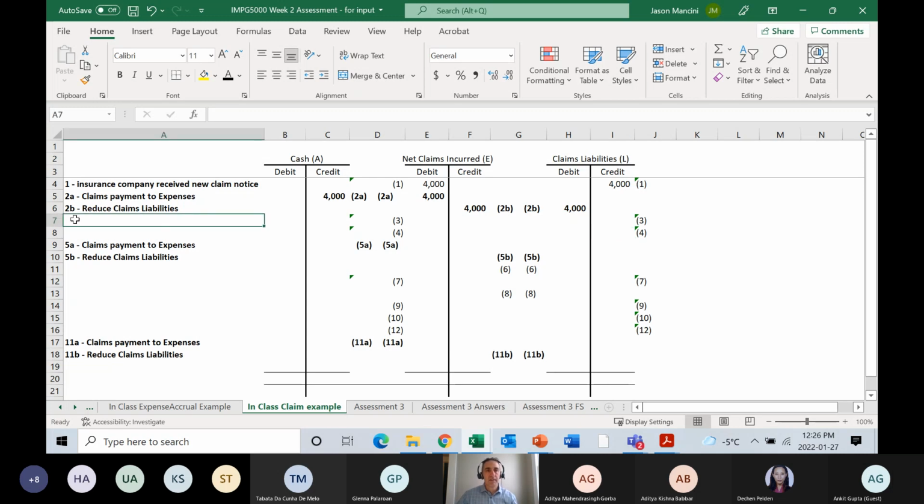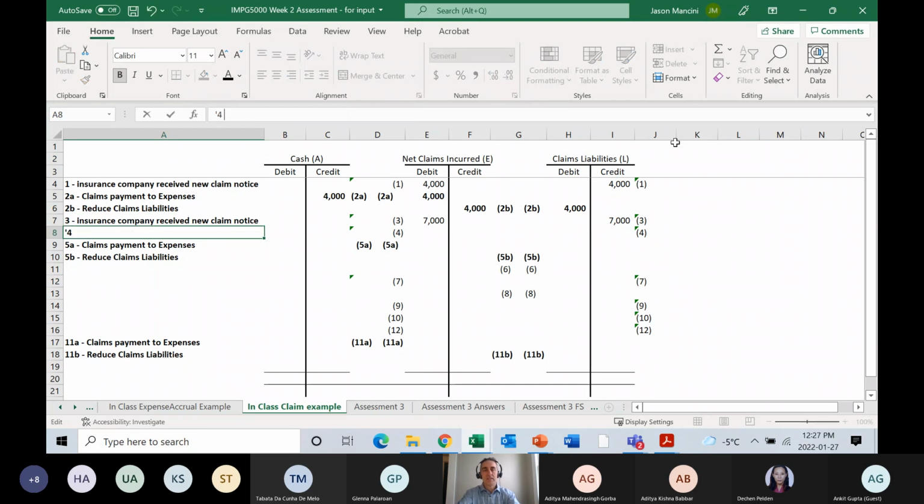There could be a scenario where, let's go with number three here, we're going to receive a new claim notice. This client is 7,000. Again, it's a random example. It could be that we receive the notice, but then we're going to close the claim with no payment.